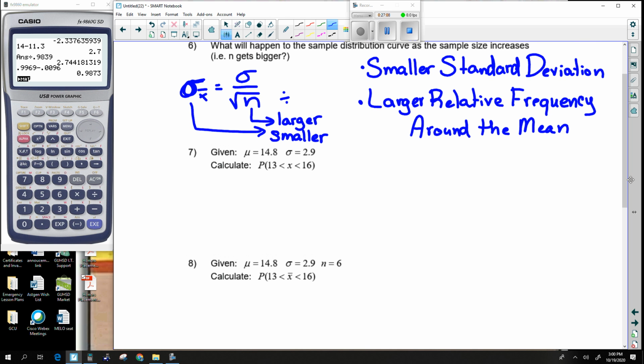All right, number 7 is the problem with the regular x, so I don't have to do anything fancy. I just have to figure it out.